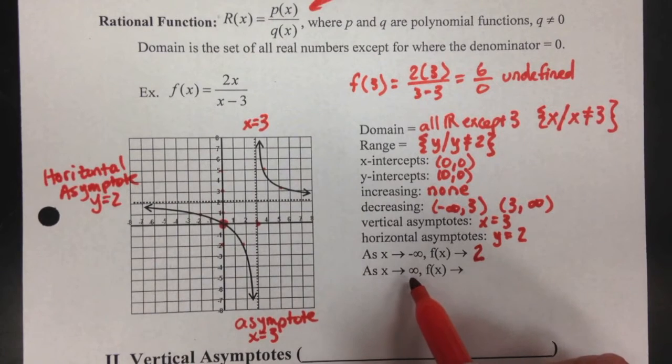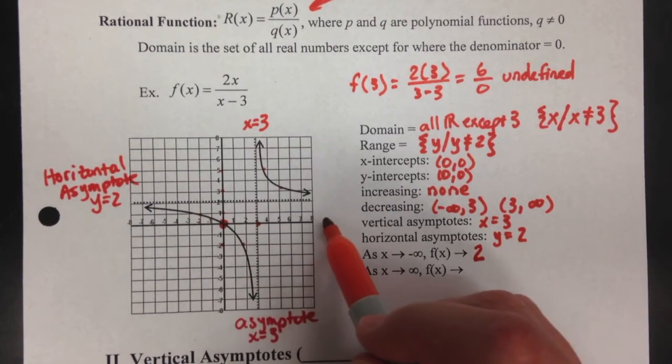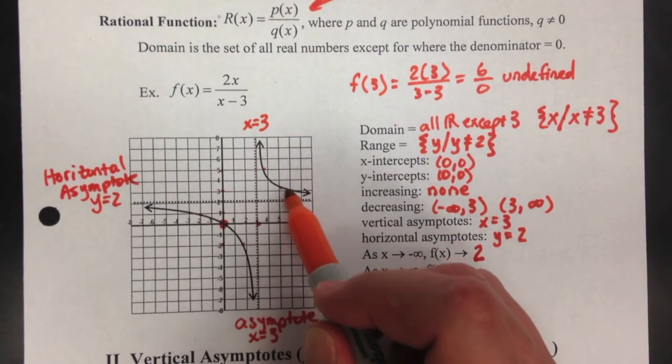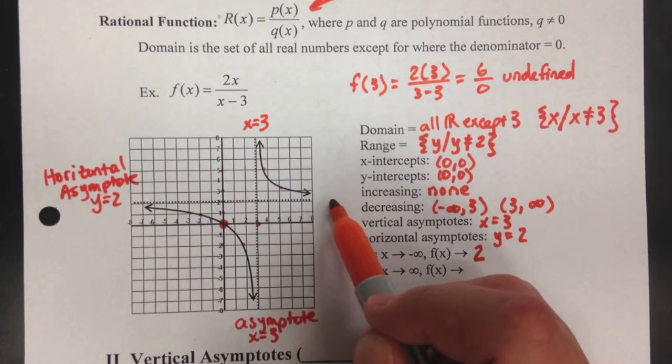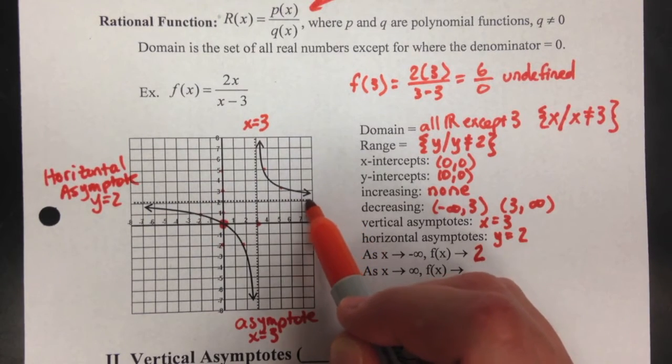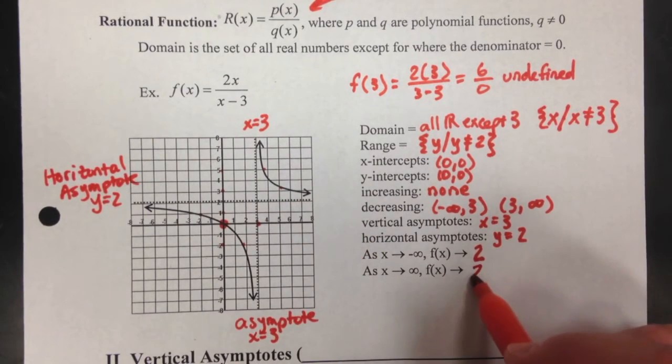As x approaches positive infinity, as we go to the right, the function is coming down. It's getting closer and closer to this horizontal asymptote, but it will never get there. So what's it approaching? The y value is 2.